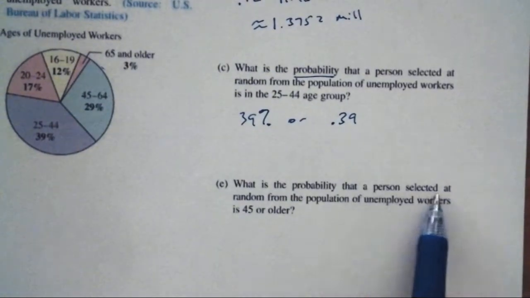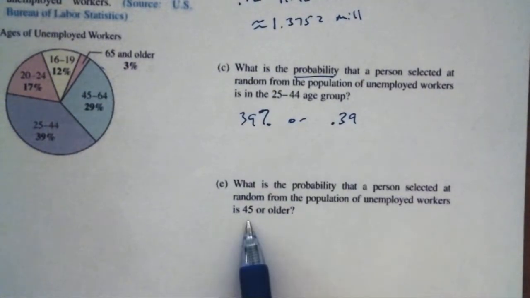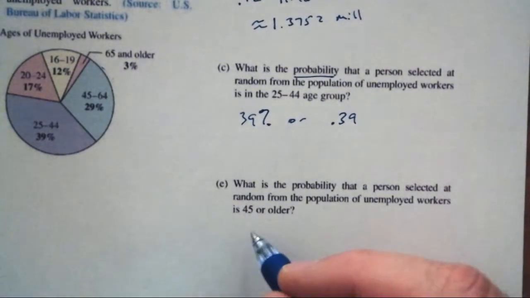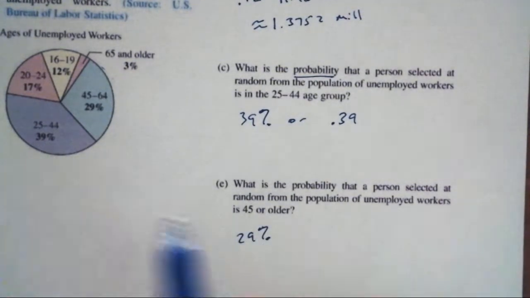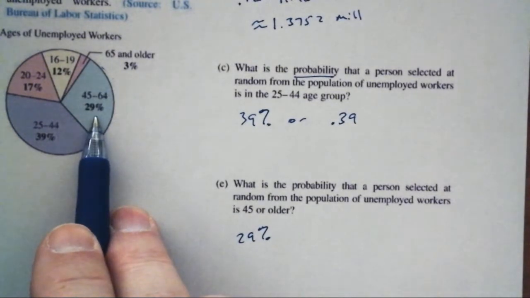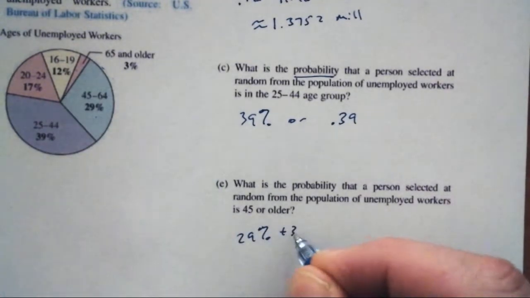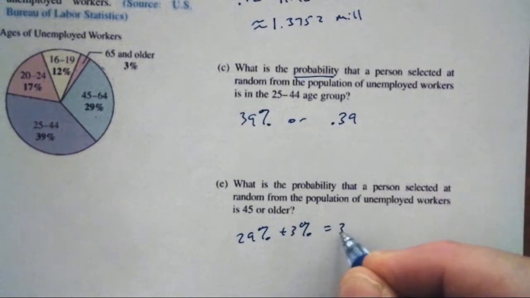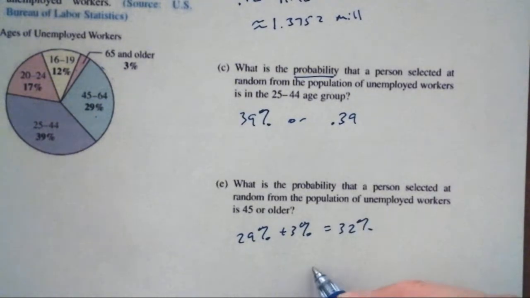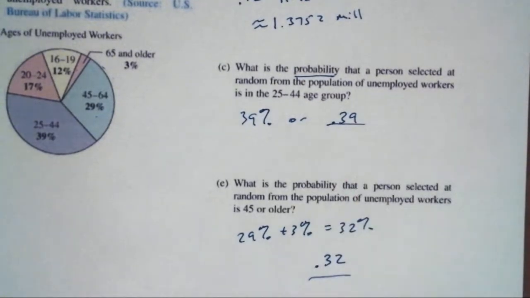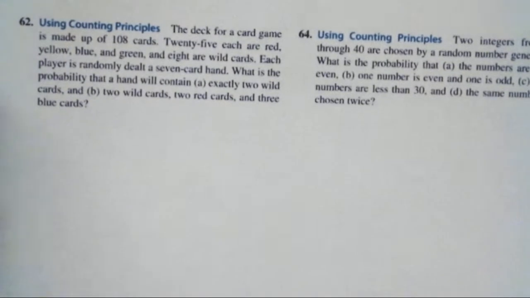What's the probability that a person selected at random from the population is 45 or older? 45 or older would include, we'd win if we were here, or we'd win if we were there, plus 3%, 32% as a probability, 0.32. Okay. And now some good ones.